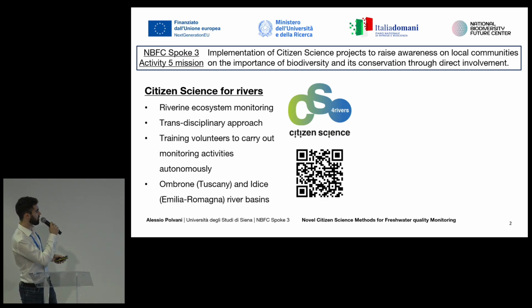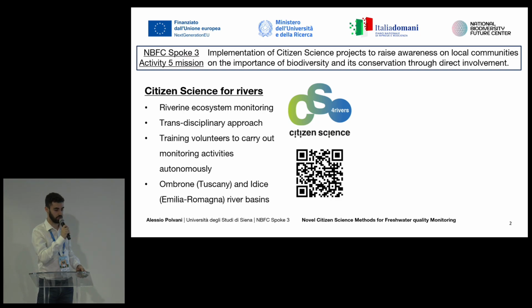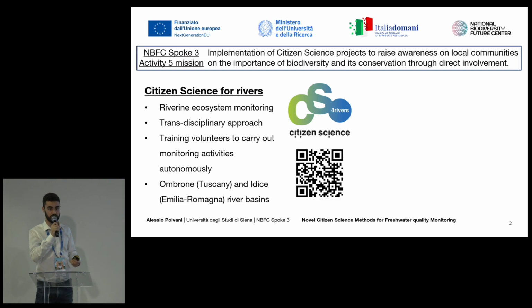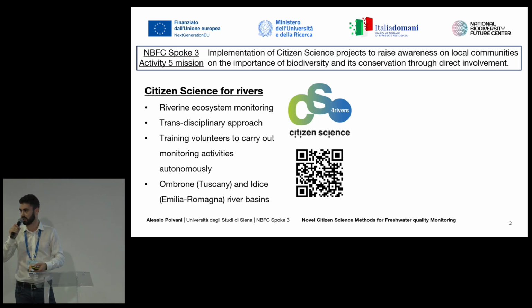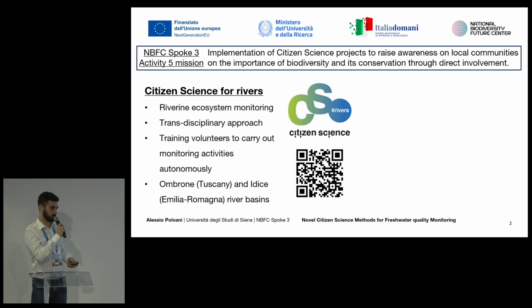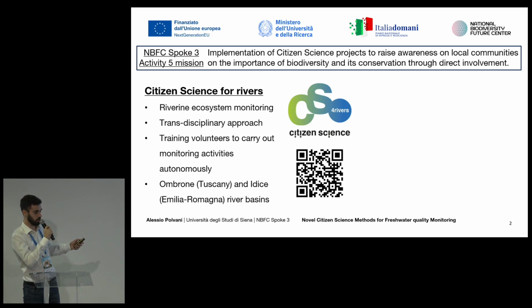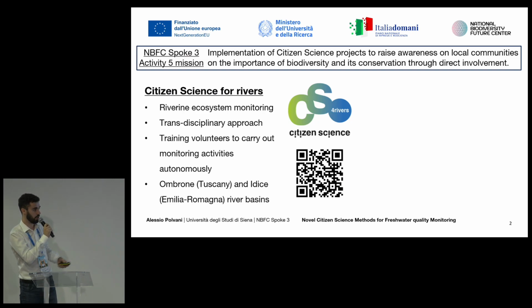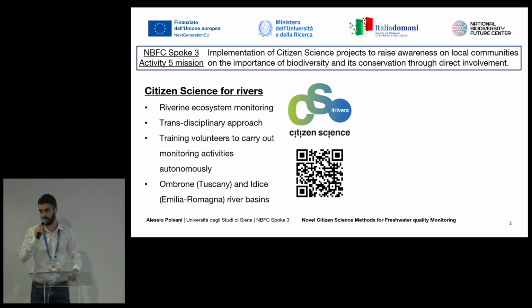CS for Rivers is a riverine ecosystem monitoring project which uses a transdisciplinary approach. The core of the citizen science is that volunteers in this project carry out these monitoring activities in an autonomous way. To begin, we took a couple of case studies, which are our pilot projects, on the Ombrone and Idice river basins located in central Italy.